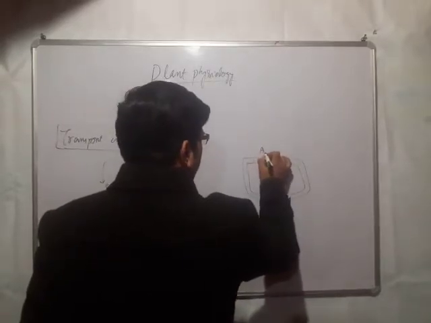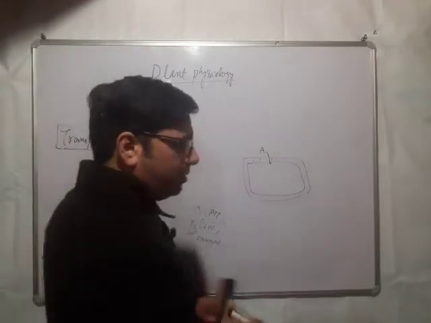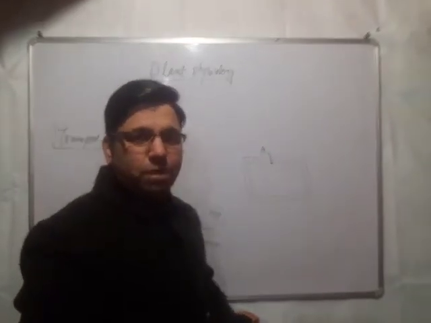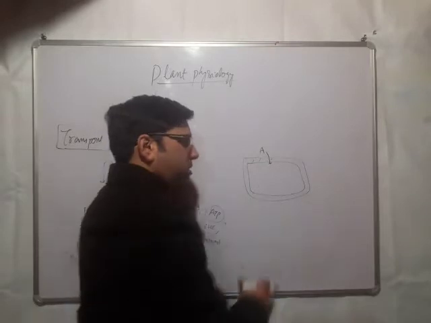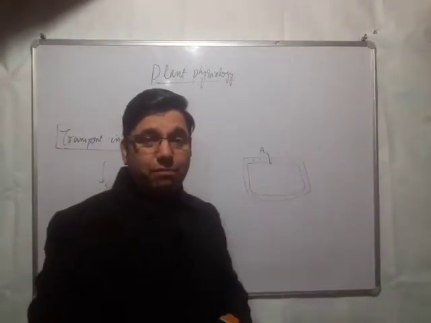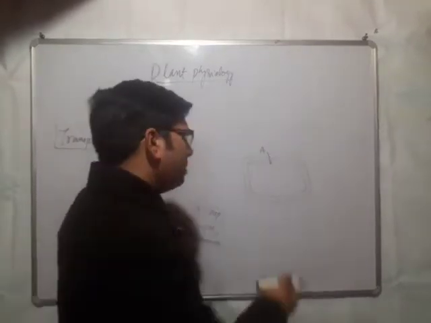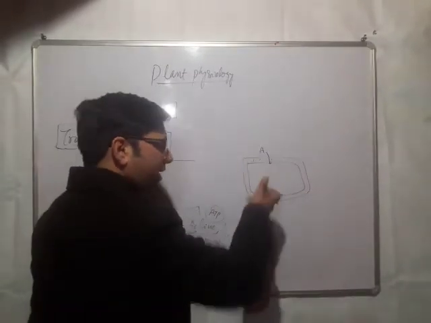Molecule A wants to enter this cell, but it cannot, because it is a hydrophilic, water-loving molecule, and the cell has lipids. The cell membrane is hydrophobic. It is lipid-loving; we can say it is water-hating. So the cell membrane is hydrophobic and the molecule is hydrophilic, so it cannot enter the cell.